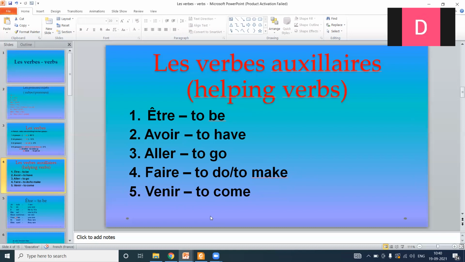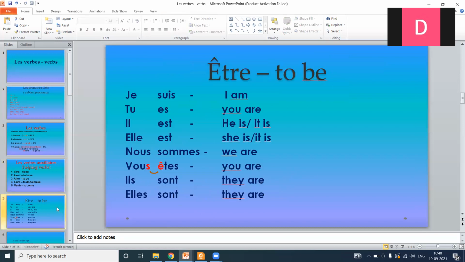So, the first one, être verb. Être is an irregular verb. Even though it is an RE verb, it is an irregular verb. How do we have to conjugate? In French, every form is changing: je form, tu form, il form, elle form, nous form, vous form, ils, elles plural also. That changing of the verb is conjugation. I mean, changing for every subject. That is known as conjugation of the verb.